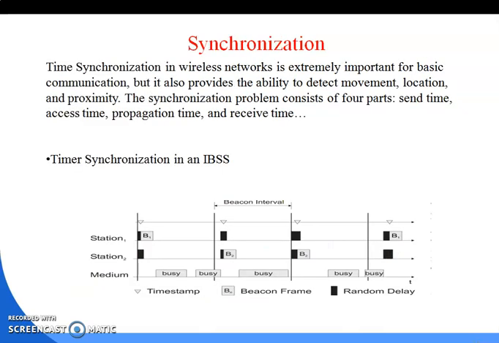Next is synchronization. What is synchronization? Synchronization means time synchronization. Time synchronization in a wireless network is extremely important for basic communication, but it also provides the ability to detect movement, location and proximity. The synchronization problem consists of four parts: send time, access time, propagation time and receive time.